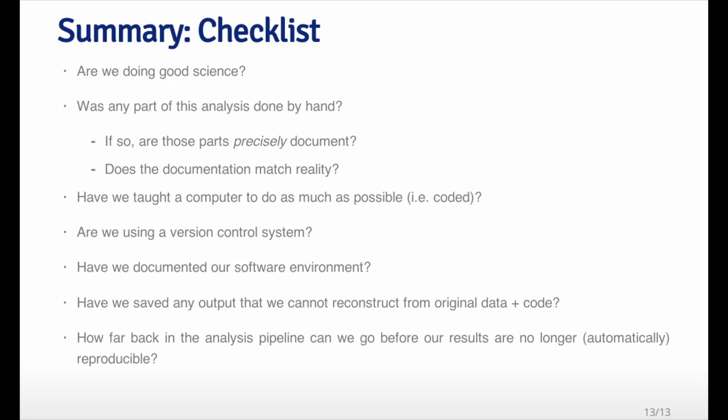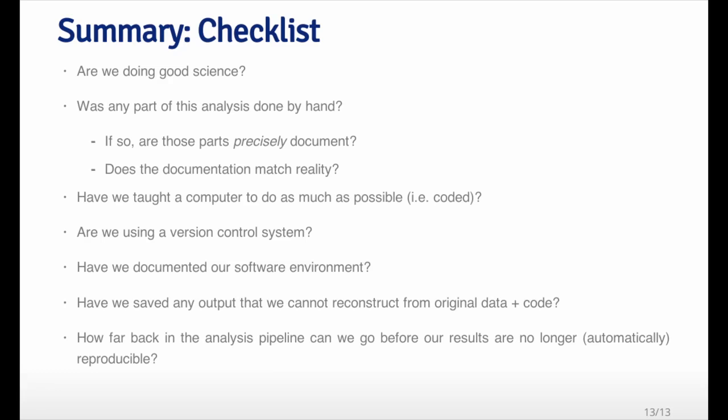Was any part of this analysis done by hand? Now, this may be unavoidable. You may have to do some things by hand. The only real issue here is, if you do something by hand, is it precisely documented? And in particular, you need to make sure that the documentation actually matches the reality. Because many times when you document something, you write it down, but then later on you change what it is that you actually did because you need to update something, or maybe there was a mistake. And so if you do update or change something, then you have to change and update the corresponding documentation that goes with it. So does the documentation match the reality of what you did?